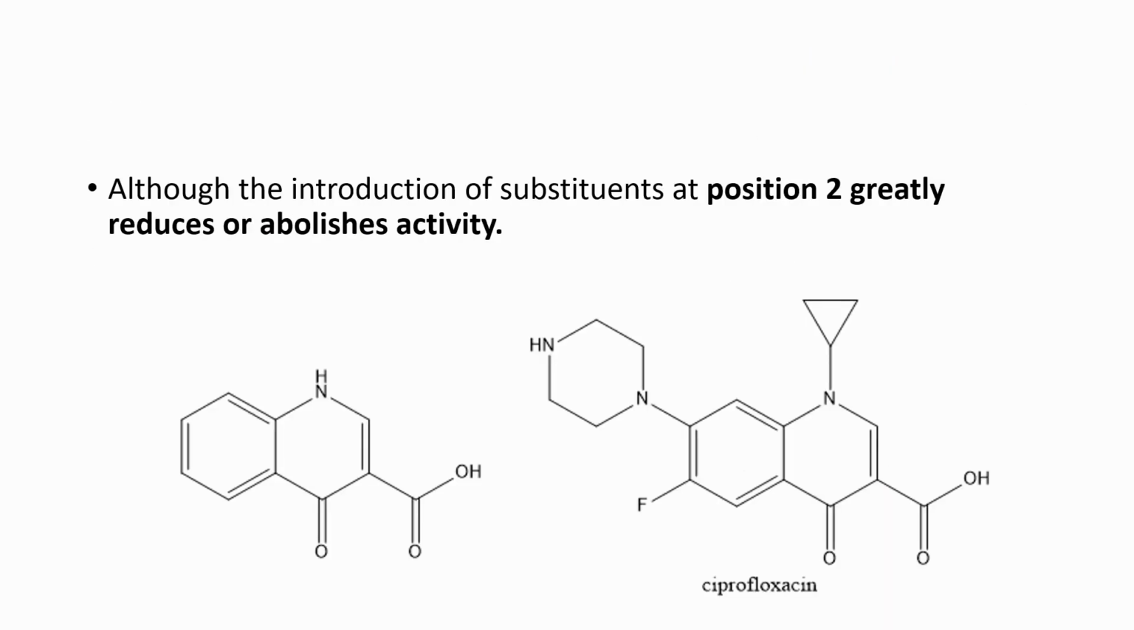Next, the introduction of substituents at position 2 greatly abolishes activity. Okay, so let's find 1. 1 is here. 3 is here. 4 is here. Therefore, this is 2. You're not gonna put anything on 2 because it will decrease activity. So you should leave number 2 alone. If you look at the practical example of ciprofloxacin, 1, 2, there is nothing on 2. That is why if you put anything on 2, it will decrease its antibacterial activity.